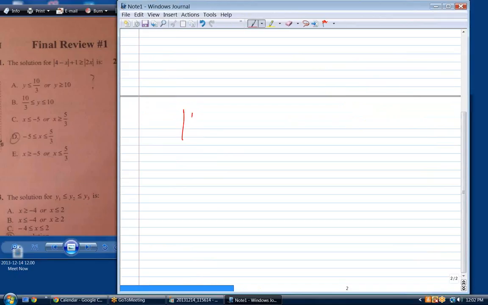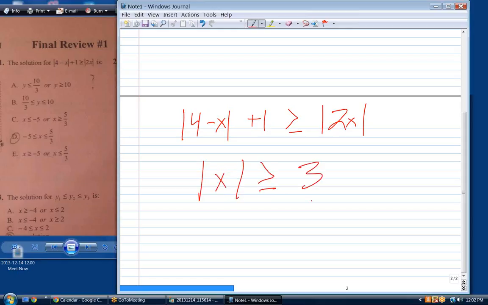All right. Absolute value of 4 minus x plus 1 is greater than or equal to the absolute value of 2x. Okay, to do these, you want to use this principle. The absolute value of x is greater than or equal to 3 means what? What does it mean? That absolute value of x is greater than or equal to 3.